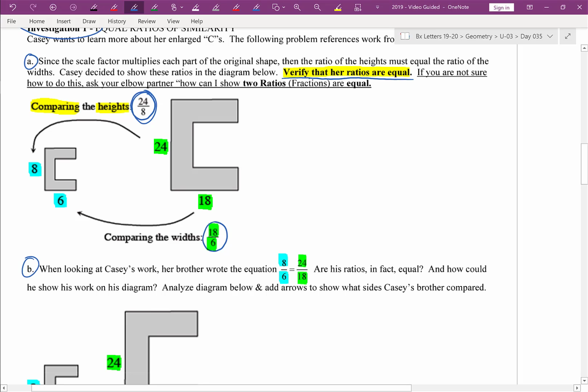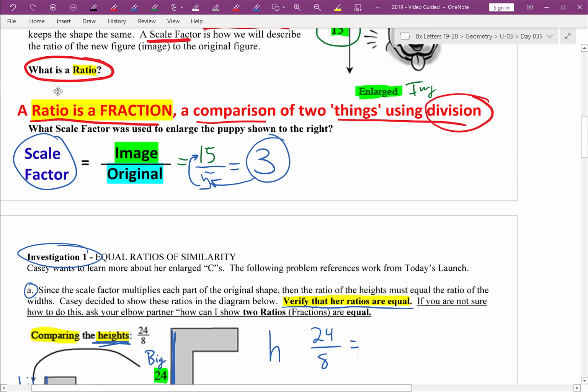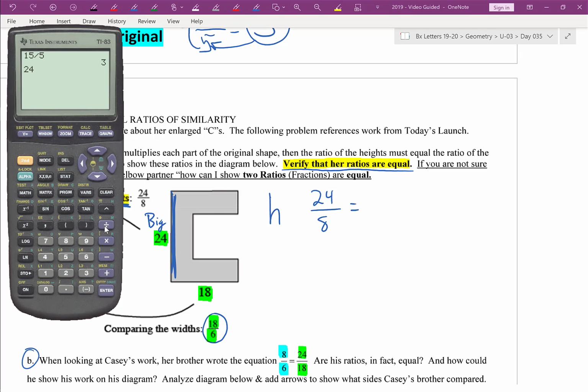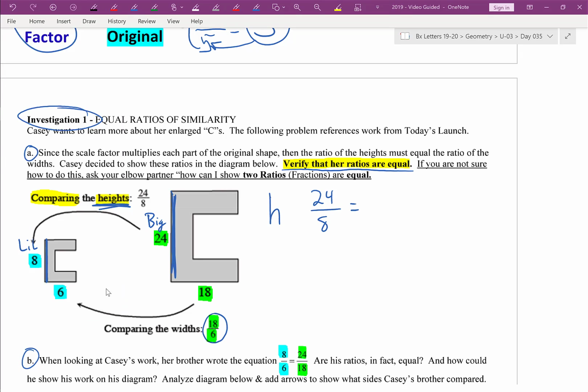Alright, so the first thing, verify that her ratios are equal. I'm going to talk about the heights. She's saying that it's 24 over 8. Notice she's taking a big side and comparing it to a little side. These sides correspond. They are the heights, right? They match. This ratio, remember, is a fraction. It can be computed. It has a value. 24 divided by 8 is apparently 3. If we think of this as image, and this is original, that is a potential scale factor.